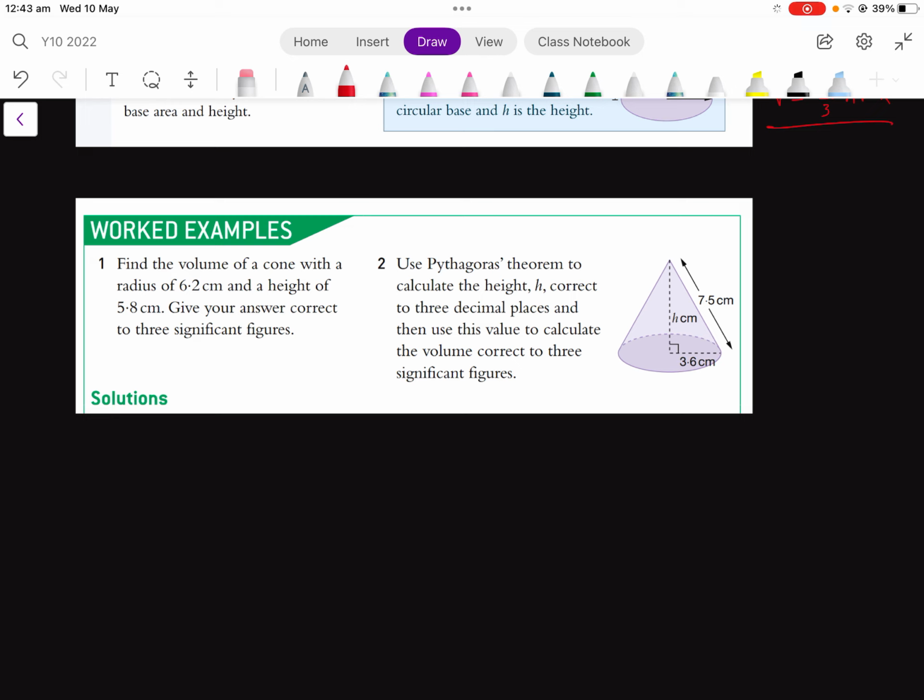Find the volume of the cone with a radius of 6.2. So the r is equal to 6.2 centimeters and a height of 5.8.